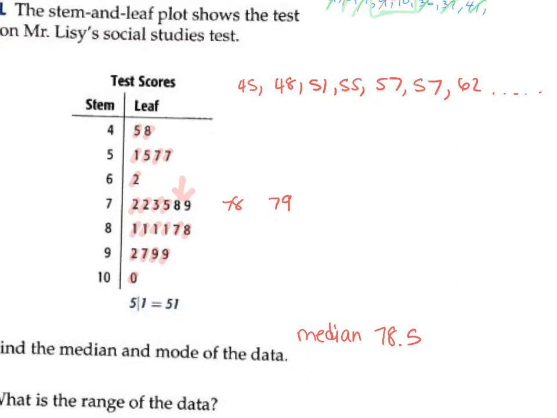The mode, which is the most often repeating one? 81. Yeah, 81. There's 1, 2, 3, 4 81s. So the mode is 81.